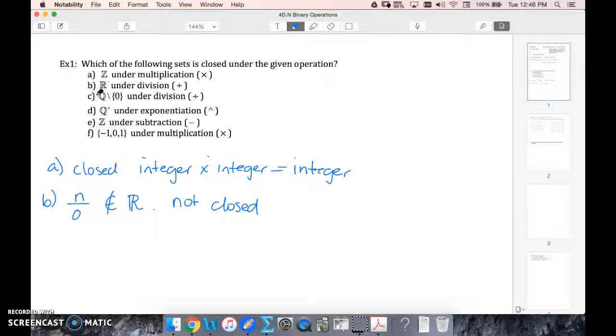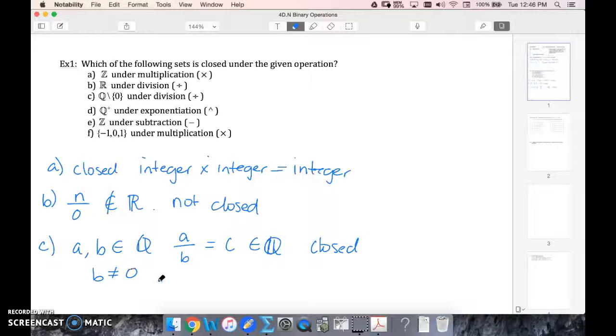All right. Rational numbers excluding 0 under division. So any rational number, so let's let a and b be an element of rationals. So a divided by b, that's always going to give us another rational. Boy, that's a terrible rational symbol. That's a little bit better. So this is closed because b is not equal to 0.